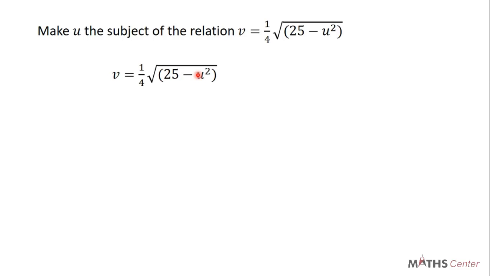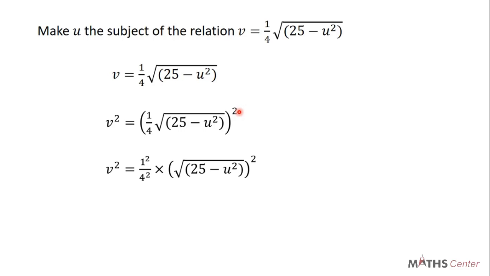So the first thing you need to do is, if the variable you want to make the subject of the equation is under a square root sign, square both sides of the equation to clear the square root sign. So that's exactly what you are going to do. You square the term on the left hand side, then you square the terms on the right hand side. So we square everything on the left hand side, but that is only v, so we square v, which will give us v squared. Then we have 1 over 4 square root of 25 minus u squared, all of them squared. Okay, so we move on.